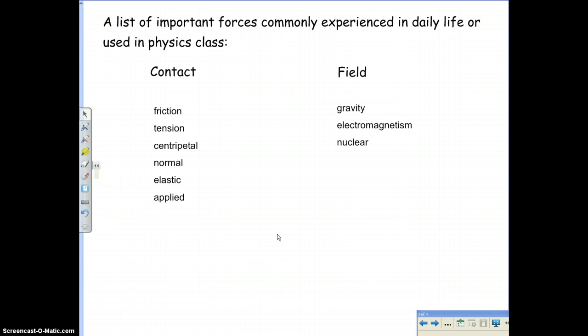So here's a list of some pretty important forces. You would want to memorize these. The contact forces are friction. Tension is found in the string. Centripetal force goes with circular motion.